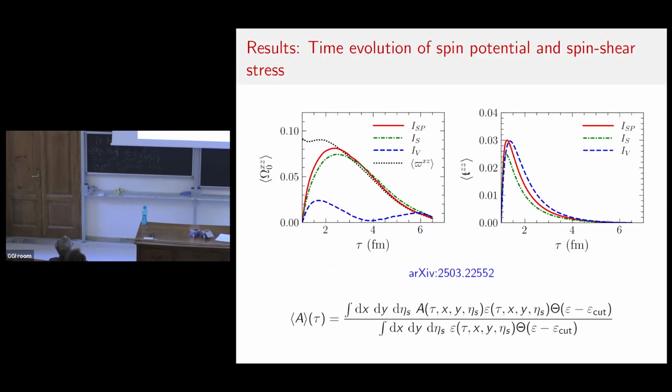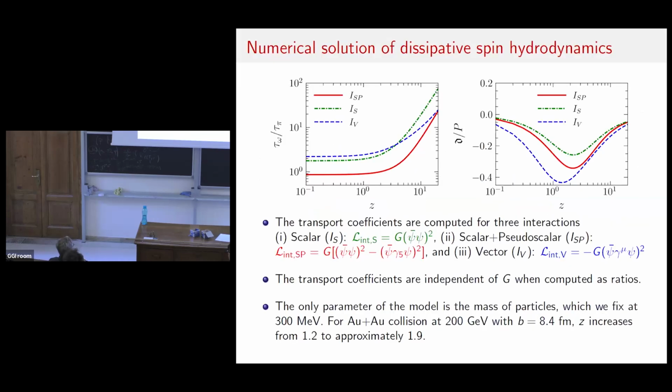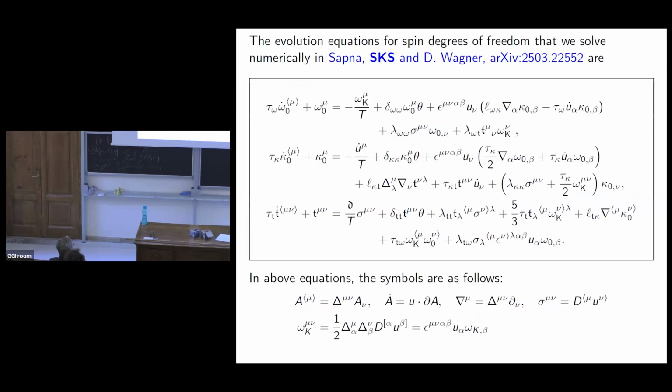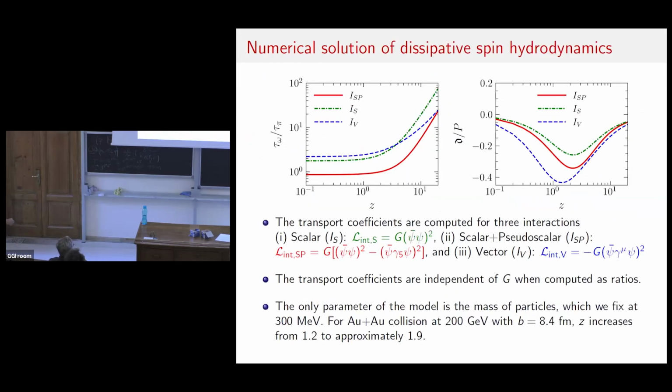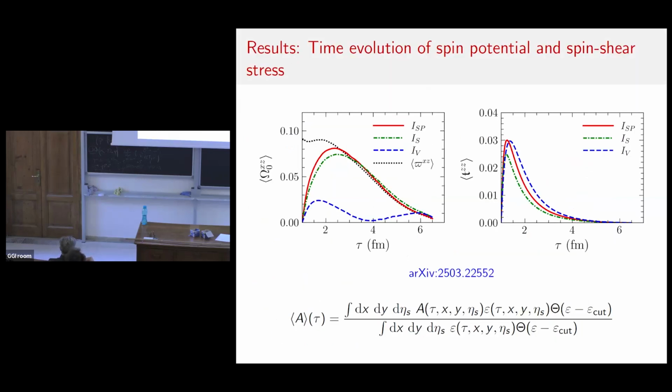Now, after all these details, we solve this spin hydro on top of a hydrodynamic background. We take the information of temperature, flow velocity, gradients, and solve these equations by fixing the mass to be the constituent quark mass, and assuming the form of the transport coefficients is the same for the plasma. The only information of the plasma comes in the form of tau pi and pressure. So we give this information to spin hydro and let it evolve. And these are the results.